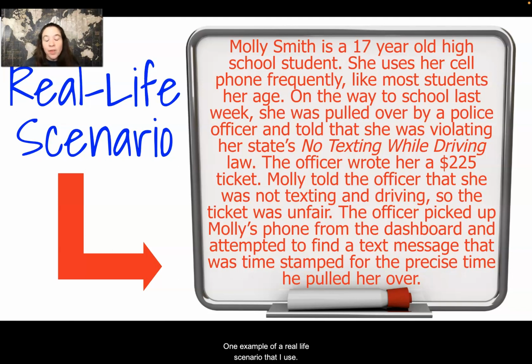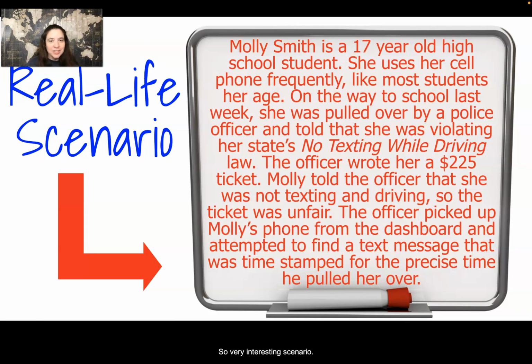This is one example of a real life scenario that I use. I'll just read it to you. Molly Smith is a 17-year-old high school student. She uses her cell phone frequently, like most students her age. On the way to school last week, she was pulled over by a police officer, and the police officer said that she had violated her state's no texting while driving law. The officer gave Molly a $225 ticket. Molly told the officer that she was not texting and driving, so this ticket was unfair. The officer picked up Molly's phone from the dashboard and scrolled through it and tried to find a text message that was time-stamped for the precise time that he pulled her over.